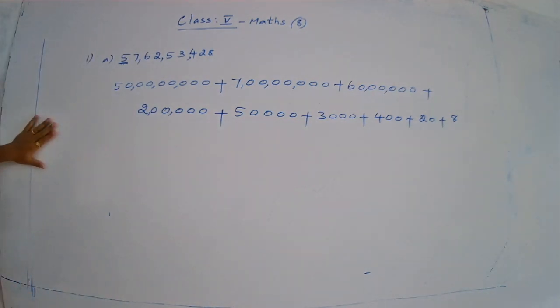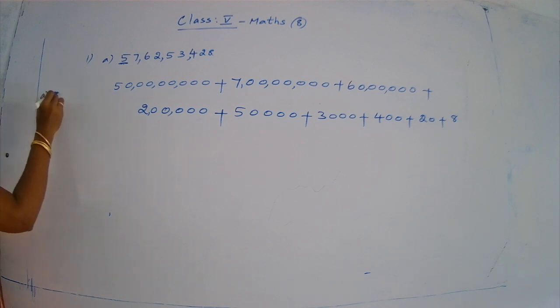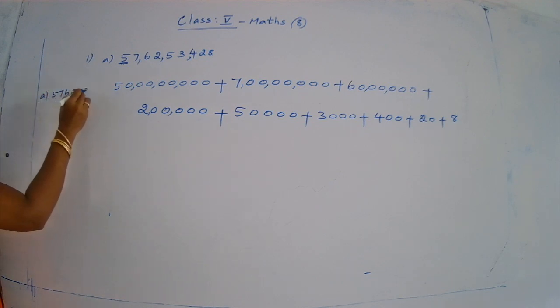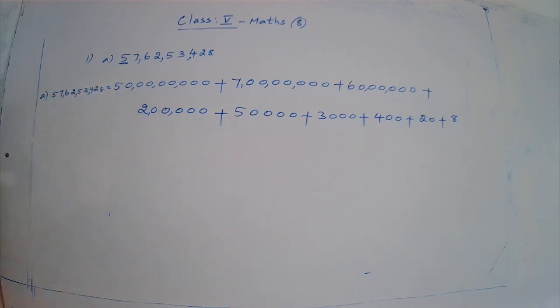Okay, children? It's very easy. Yes, we have already studied it. So now write it in your book. Page number 14, first question, A part. Write it in your book only. Okay, children? Write it fast.